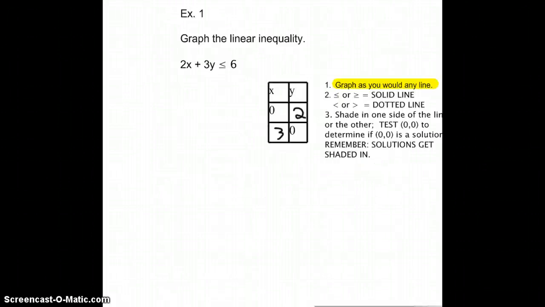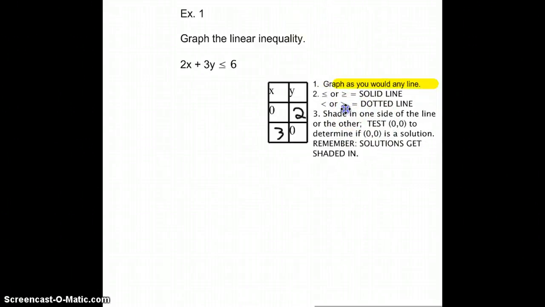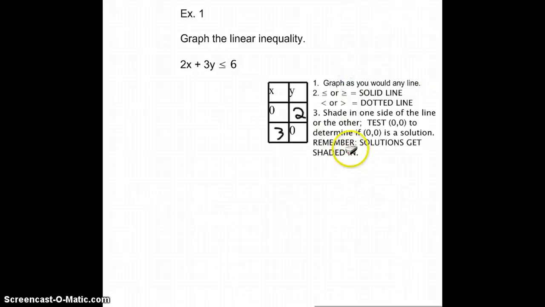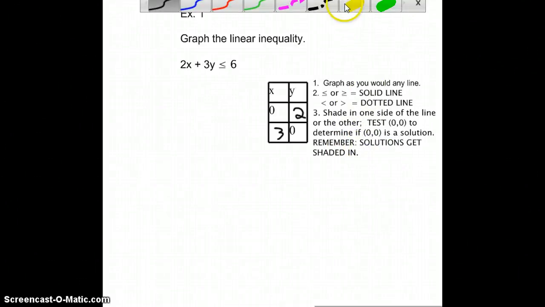Now, go back to our guidelines here. We shade in one side of the line. I'm going to cut off the S a little bit, let me fix that for you. Shade in one side of the line or the other, and it's going to be determined by where the solutions are. Again, solutions always get shaded in. That's the key. Solutions get shaded in.